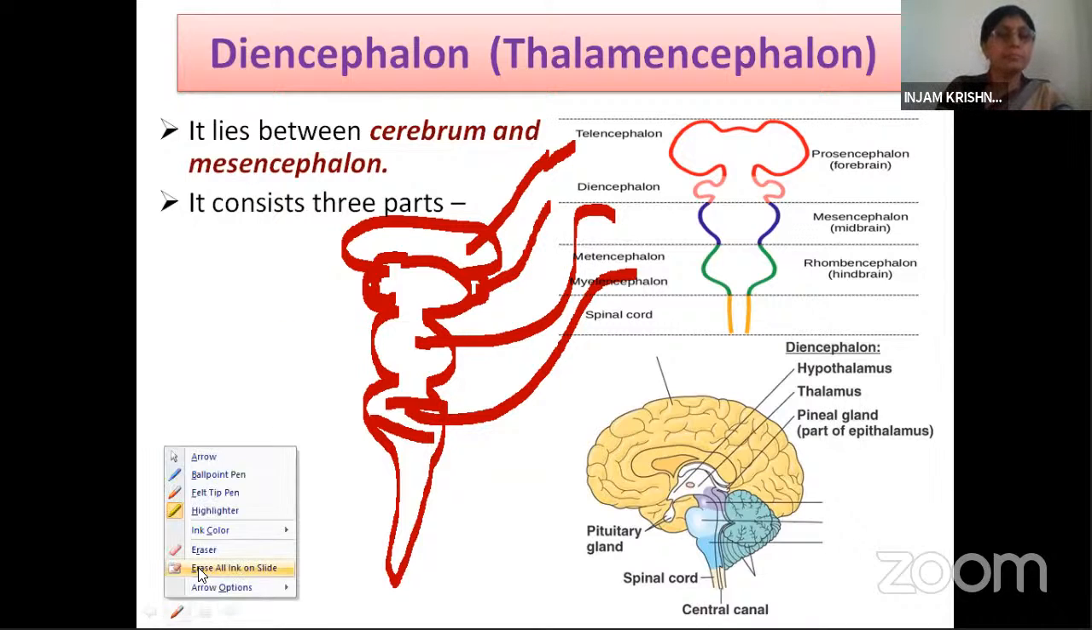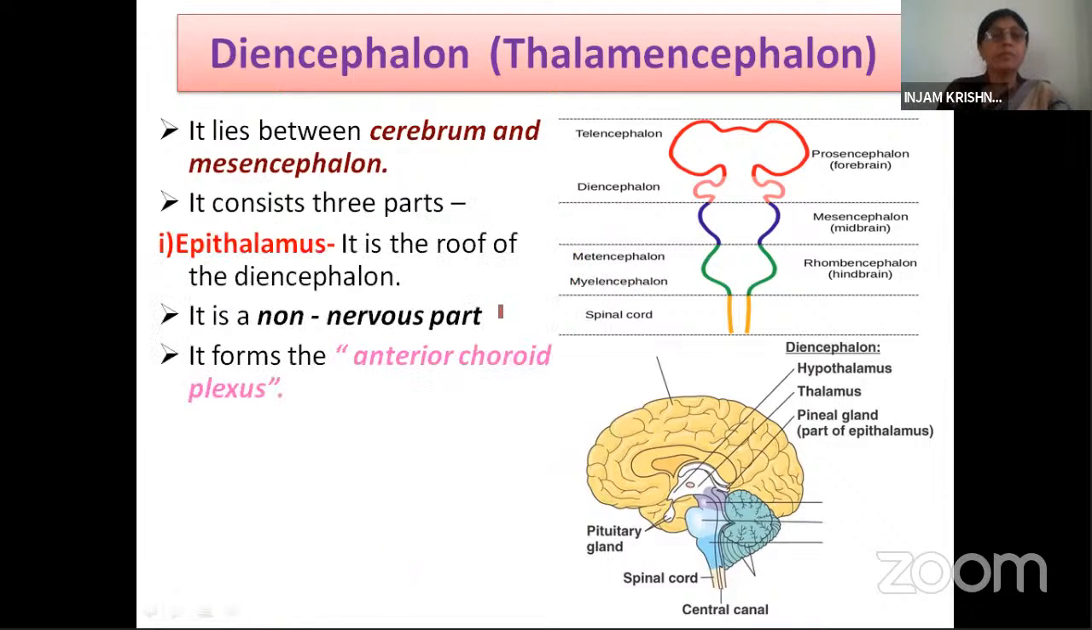Next, here, first we are talking about the epithalamus.